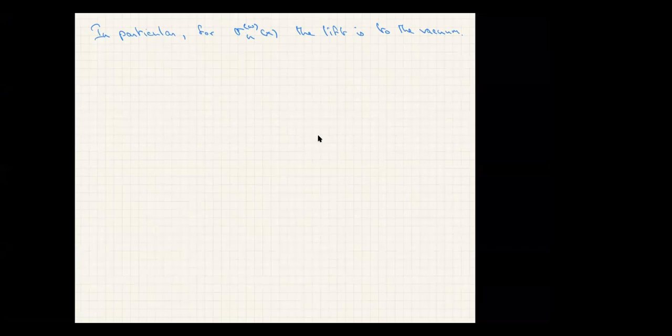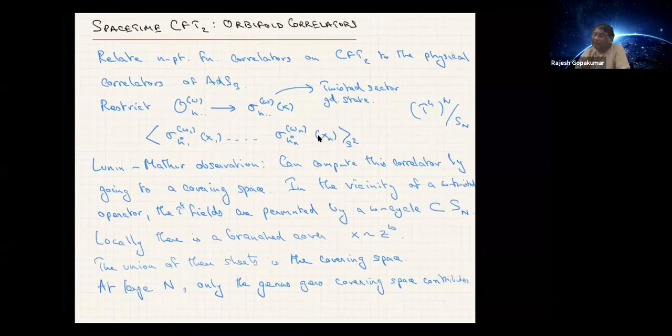Rajesh, a kind of stupid question maybe. You said that on the covering space, only genus zero will dominate in the large N limit. Yes. But this N has to do with more of this 't Hooft expansion, right? And here, it's not obvious what I said.